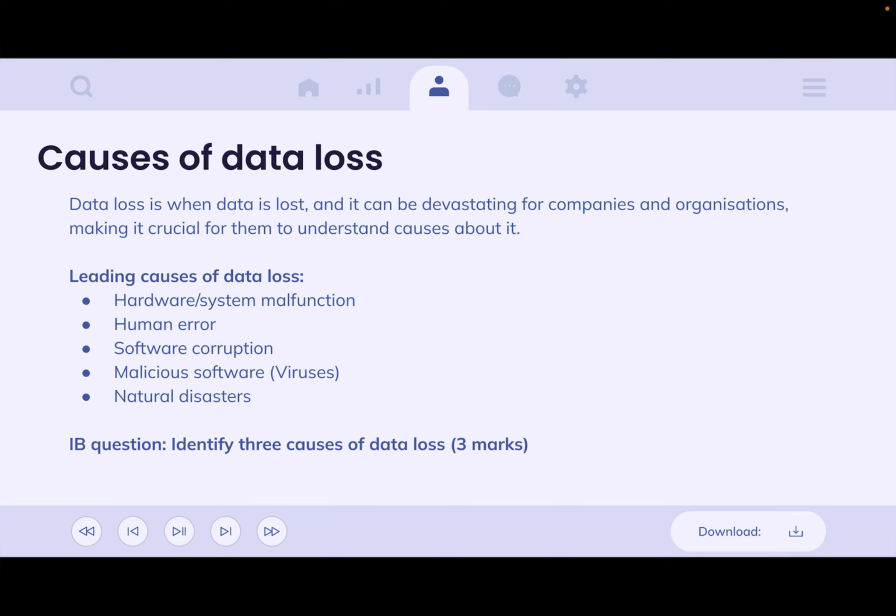A past IB question of this topic was: identify 3 causes of data loss. This question had 3 marks, so in order for the student to get full marks, the student needs to identify and write down 3 causes of data loss. The example that the IB mark scheme has given us is the next one. 3 causes of data loss are hardware failure, human error, natural disasters.